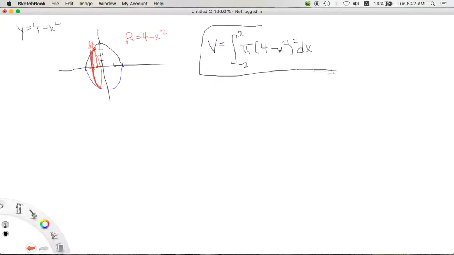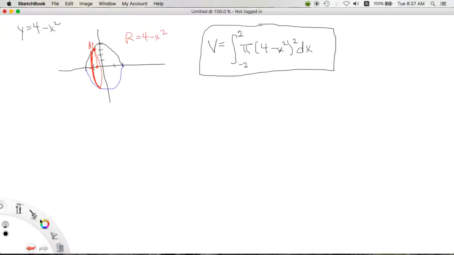We're not going to calculate that out right now, but we've got pi r squared dx. So we're going to take each little cylinder and add them all up. You can calculate that out by foiling it out and doing individual steps pretty easily.